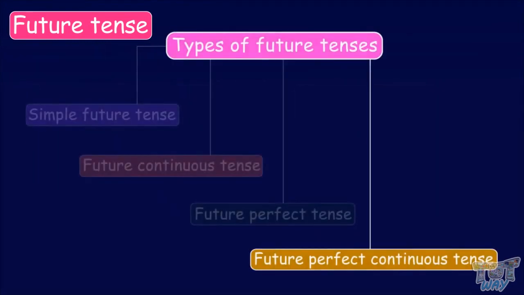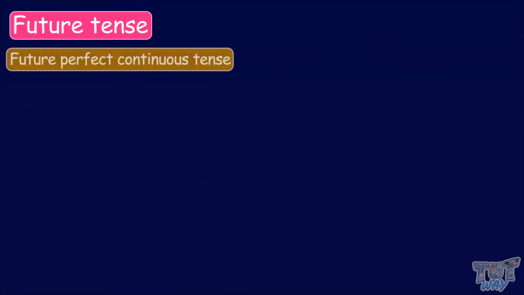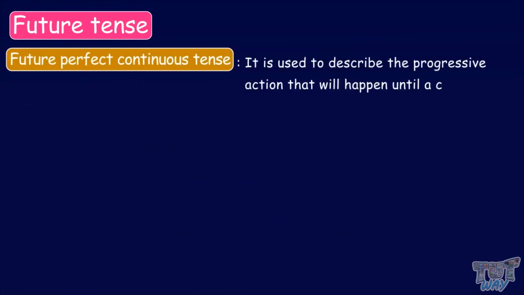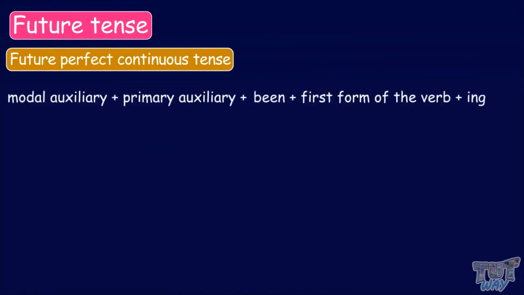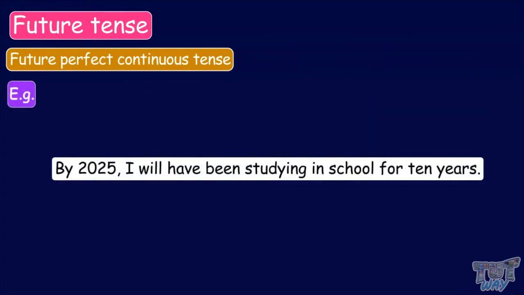Now let's learn about future perfect continuous tense. This tense is used to describe the progressive action that will happen until a certain time in the future. In order to form this sentence, we use modal auxiliary, primary auxiliary being, and first form of the verb along with ing. By 2025, I will have been studying in school for 10 years.